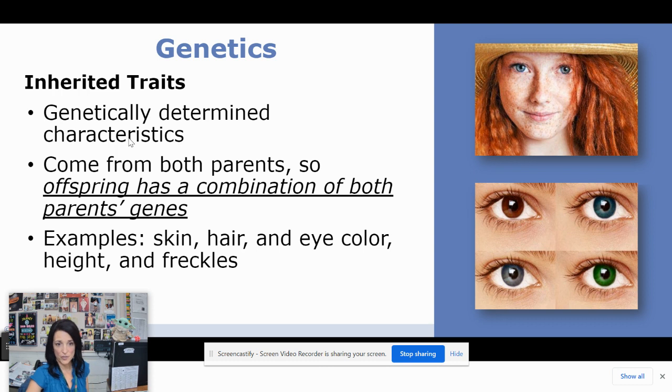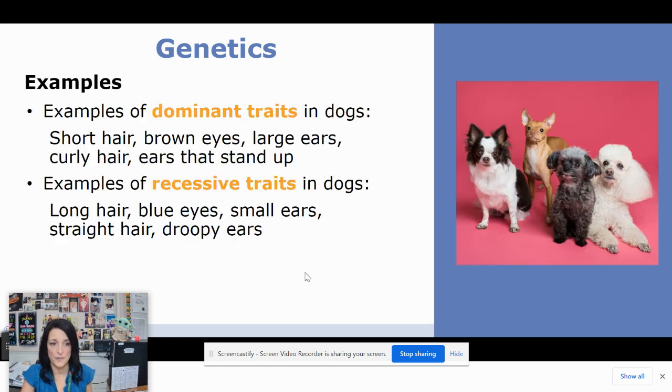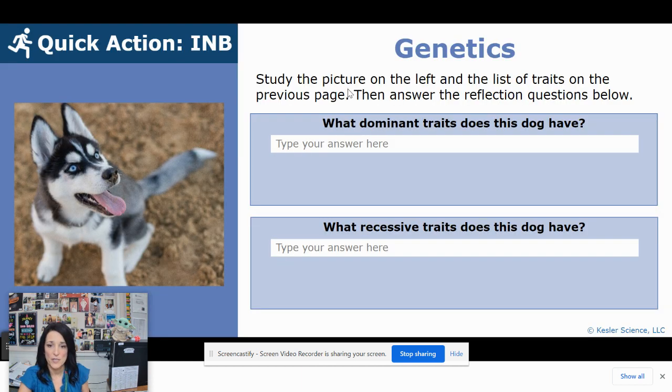Inherited traits are genetically determined characteristics, meaning whether you have brown eyes, blue eyes, or green eyes comes from your parents. Offspring has a combination of both parents' genes. Examples are skin, hair, eye color, height, and freckles. Dominant traits in dogs would be short hair, brown eyes, large ears, curly hair, and ears that stand up. And recessive traits would be long hair, blue eyes, small ears, straight hair, and droopy ears. And you're going to answer these two questions based on that previous slide.